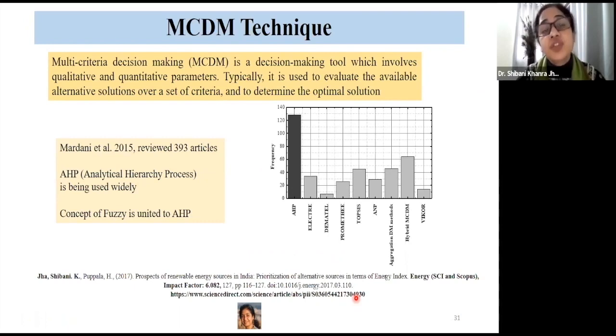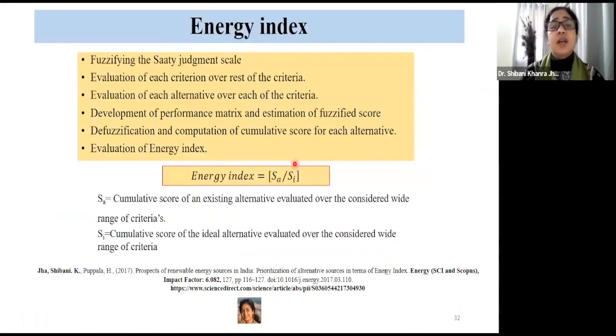All those alternatives need to be evaluated over those sets of criteria, and so finally it leads to an optimal solution. So there are various MCDM techniques, which are shown in this particular graph. The AHP technique is a very common technique, which is used almost in this energy domain also. The concept of fuzzy is united with AHP, and this MCDM technique is utilized to do this criteria and alternative analysis.